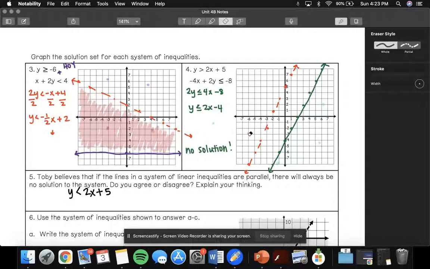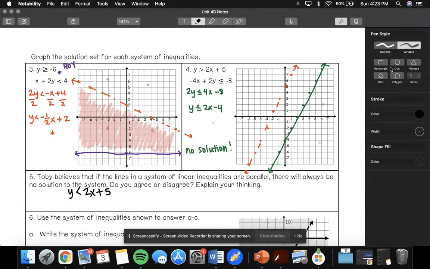Our red line would be shaded below. So then it would have solutions. Okay, so I disagree because it matters about the symbols of the inequalities. The symbol of the inequality and the overall shading.